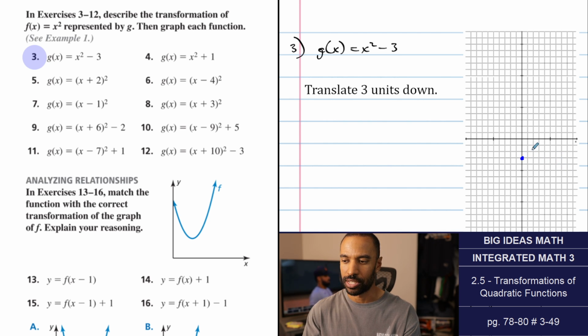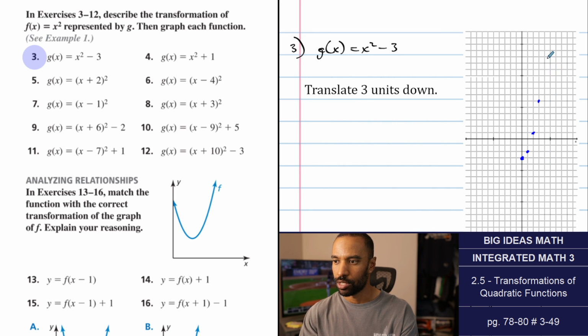So if I start from the vertex, I can go from here and do 1, 1, 2, 4, 3, 9, 4, 16, 13.